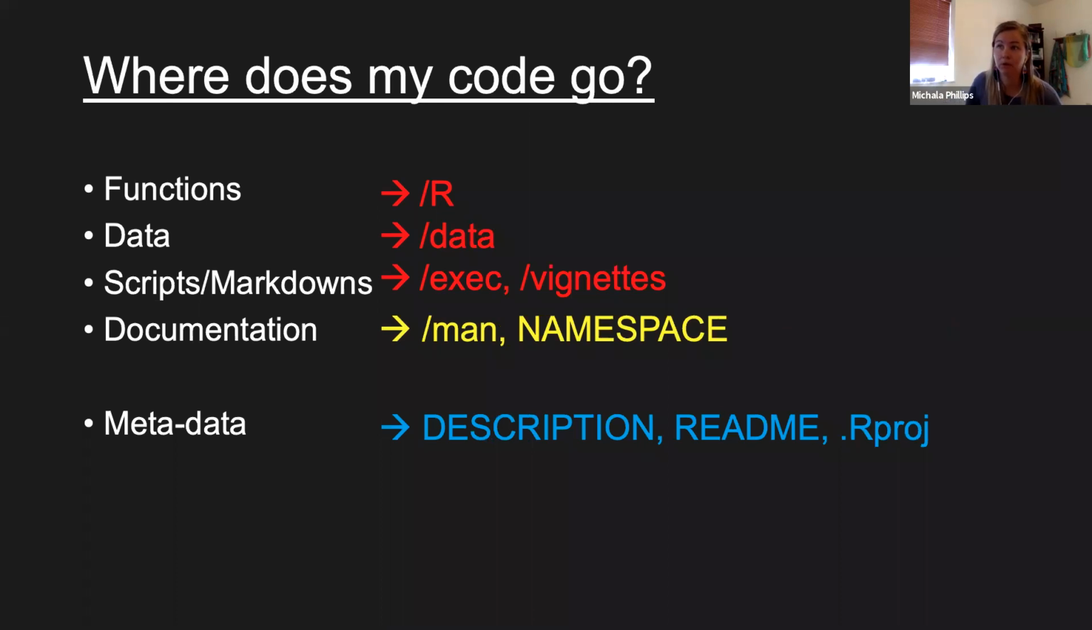So where do things go? I'm going to walk through some examples of what these file directories look like. Your functions will go in the R folder. Your data will, surprise, surprise, go in the data folder. Your scripts and markdown files will go into either an exec folder or a vignettes folder. Documentation goes into the man folder or the namespace file. Metadata goes into the description, the README, and your Rproj file. And don't feel like, oh my gosh, there are so many things. We're going to go over these elements over and over today.